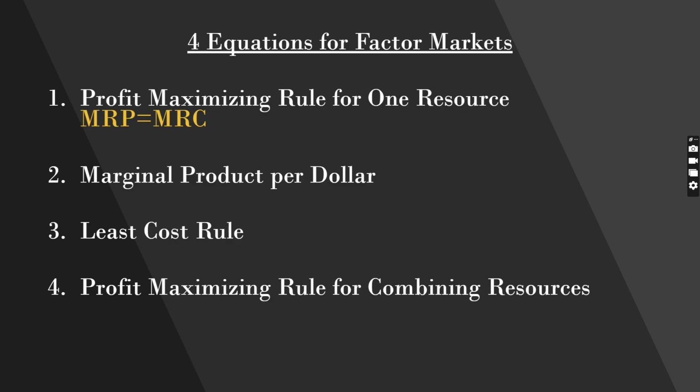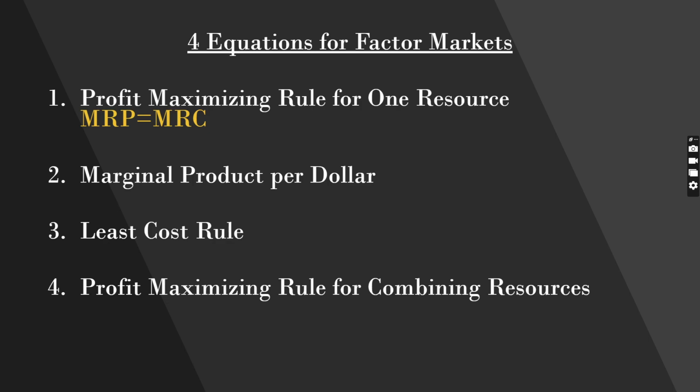And so before we go any further, I just want to give you an outline of what the next couple of minutes are going to entail. We have 4 major equations for factor markets, and we've already talked about one, which is just our profit maximizing rule for one resource, and that's MRP equals MRC, marginal revenue product equals marginal resource cost. That is where the firm will determine what quantity of a resource they will employ.